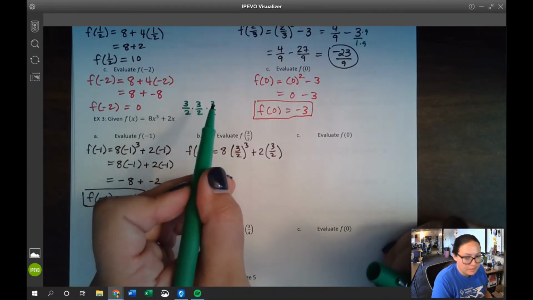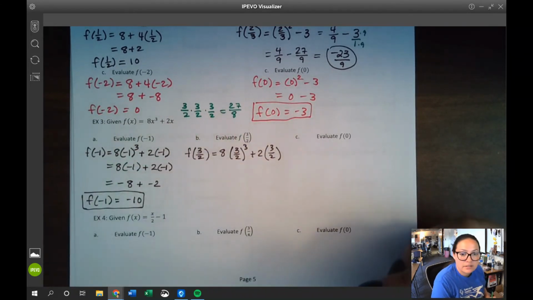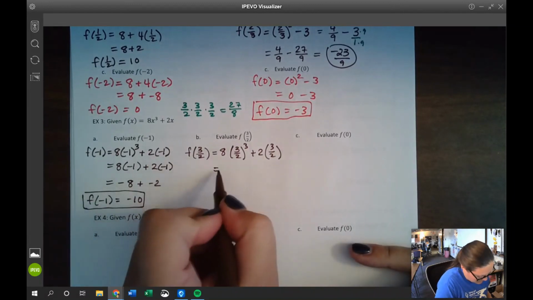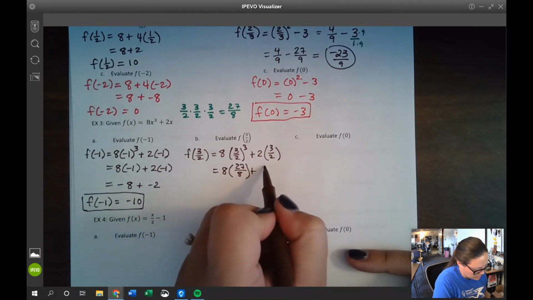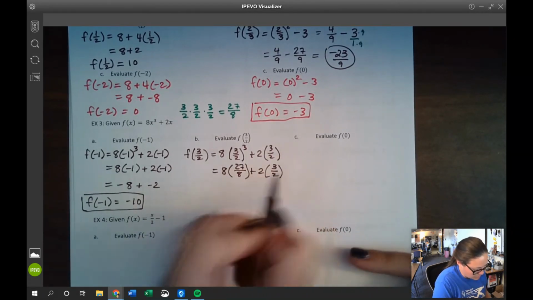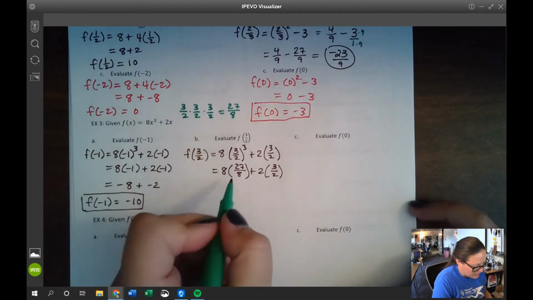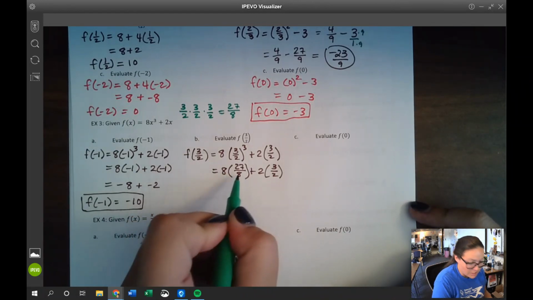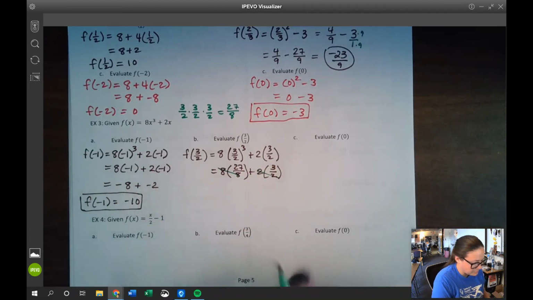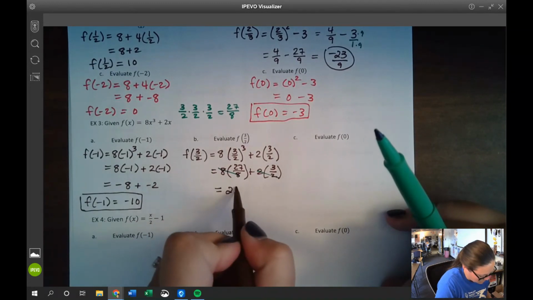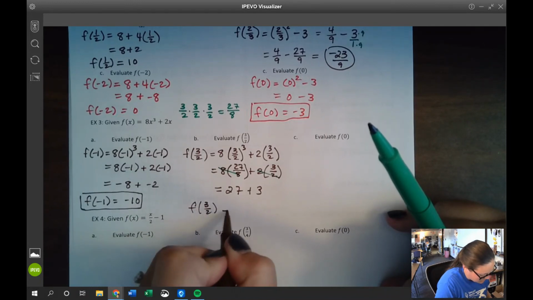So 3 times 3 times 3 gives me 27. 2 times 2 times 2 is 8. So I have 8 times 27 over 8 plus 2 times 3 over 2. Okay, now for this, when we multiply, this actually cancels out the fact that we are dividing by 8. Those cancel. And same thing here. So this just becomes 27 plus 3, which means that f of 3/2 is just 30.